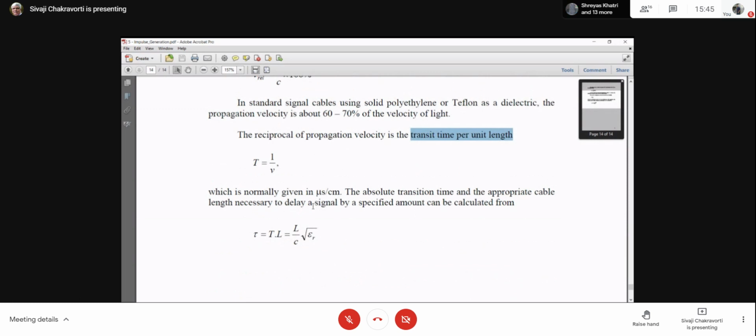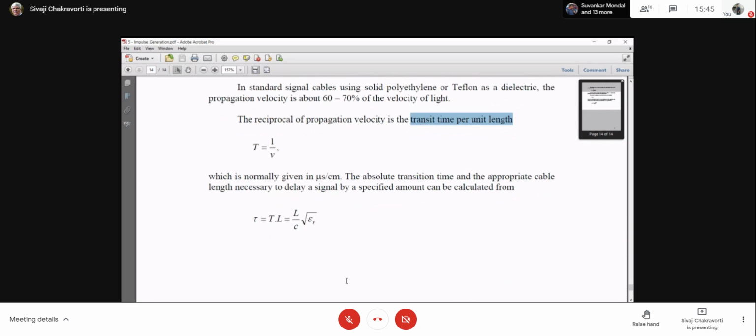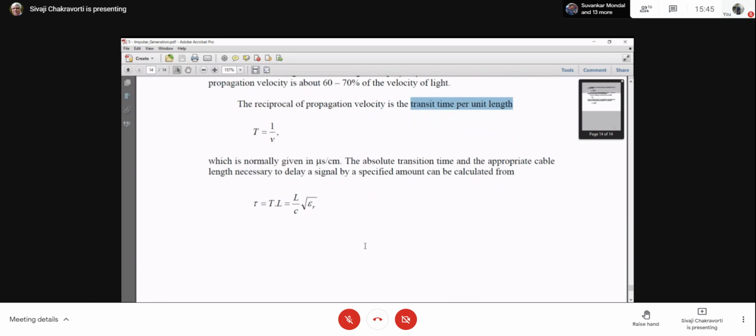And if the length of the cable is L, then what is the time taken for the signal to transit through the length of the cable? Then T, capital T into capital L. So it becomes capital L by C square root of epsilon r. So therefore, if now C is already known, we put it. So we can calculate how many microseconds it requires for that signal to traverse through that cable length.